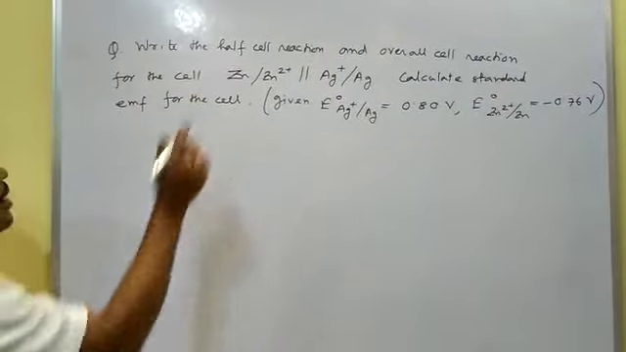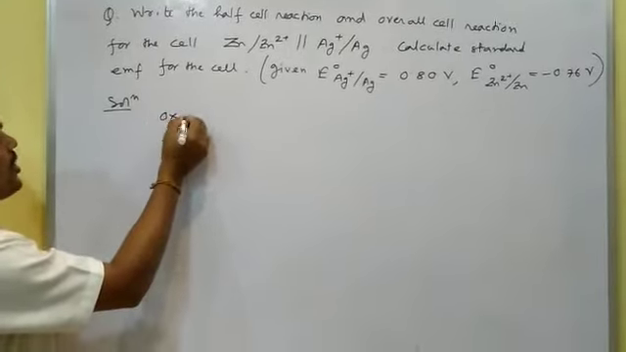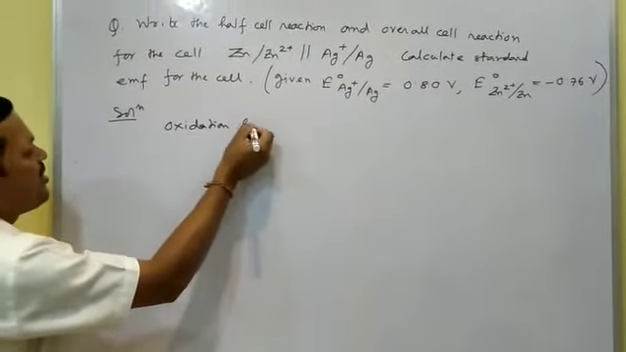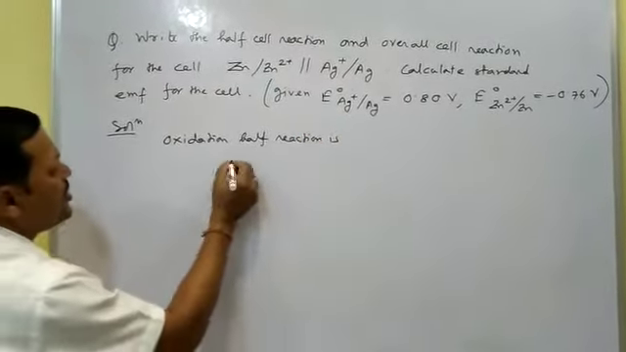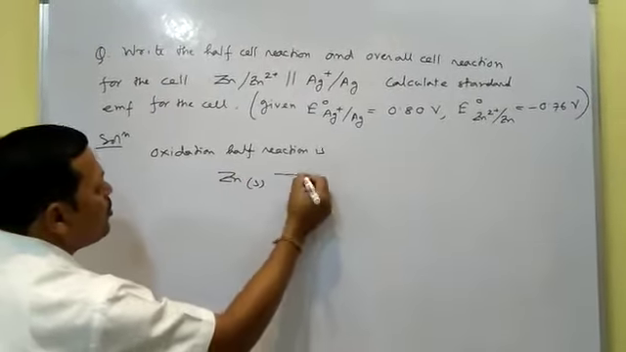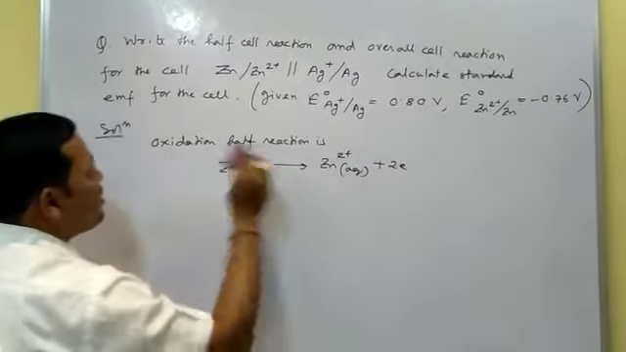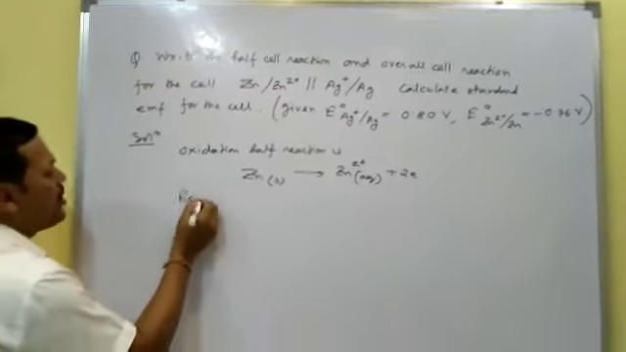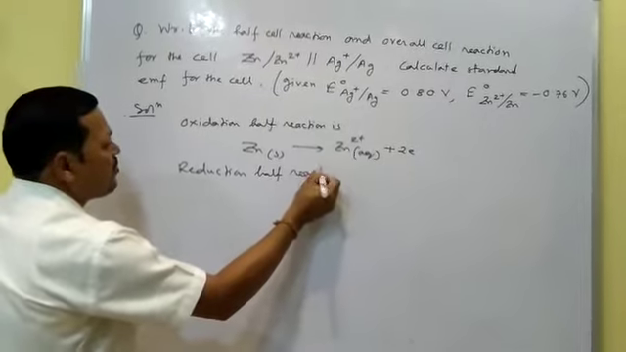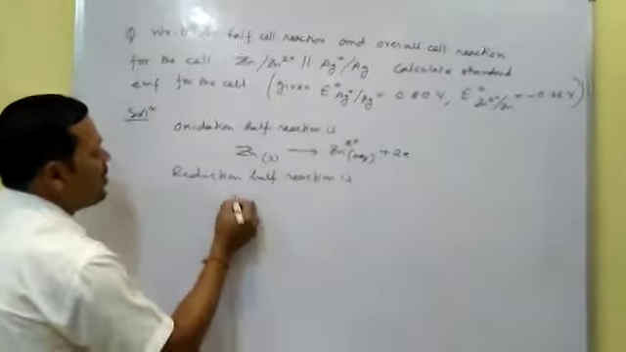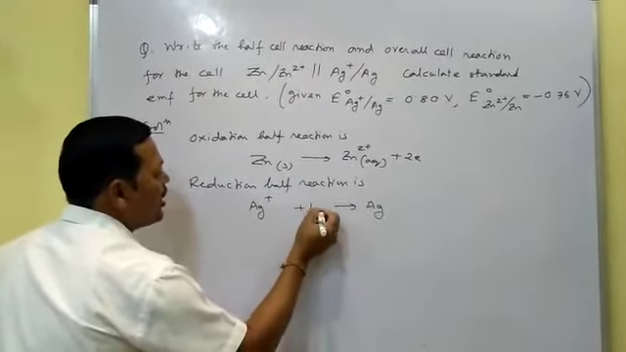So how to write the half cell reaction? To write this, we have to do it this way. The oxidation half reaction is: zinc is converted to Zn2 plus aqueous by loss of 2 electrons. This reaction is called the oxidation half reaction. The reduction half reaction is: silver ion is converted to silver by gain of 1 electron.